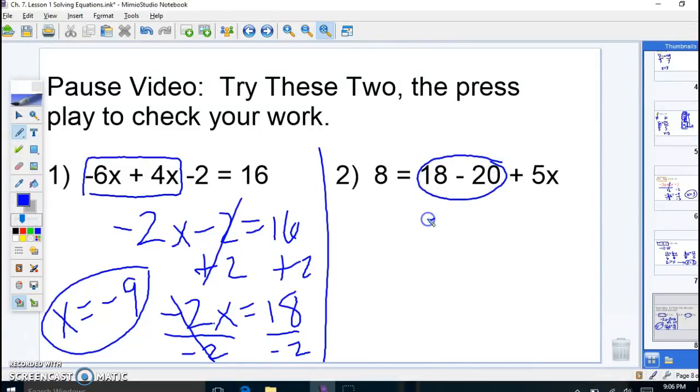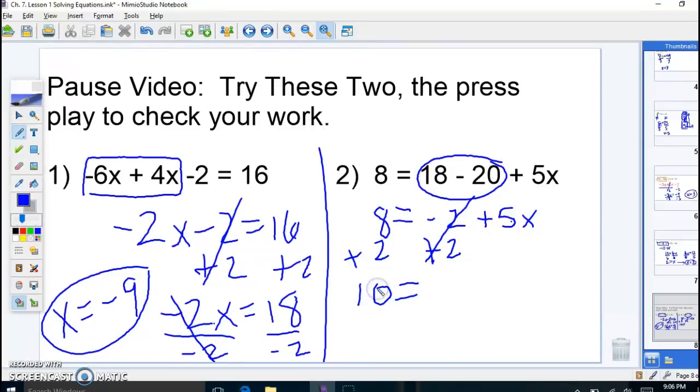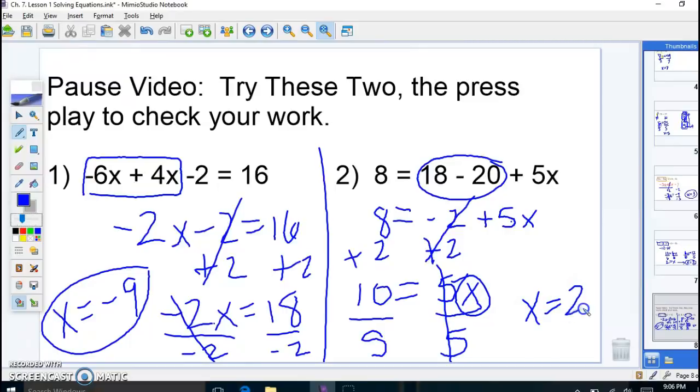Well, 18 minus 20 is negative 2. I still have positive 5x. And then I drop down the equal sign and the 8. I have to add 2 to both sides of my equation. This cancels, leaves me with 10 on the left side of the equal sign. Drop down the 5x because the negative 2 canceled out by doing the inverse operation. And then the last thing I need to do is divide both sides by 5. 5 divided by 5 is 1, so all I'm left with is 1x. 10 divided by 5 is 2, therefore x equals 2.